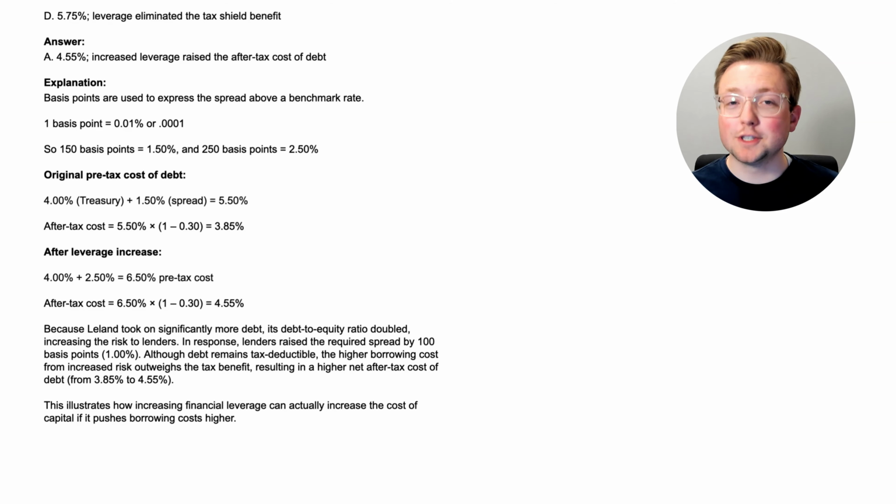You can just see that you move the decimal over to the left twice, and that will give you the percentage. So now that we understand what basis points are, and now that we understand the percentages that come with those two different basis points numbers, 150 and 250, we can figure out the original pre-tax cost of the debt.